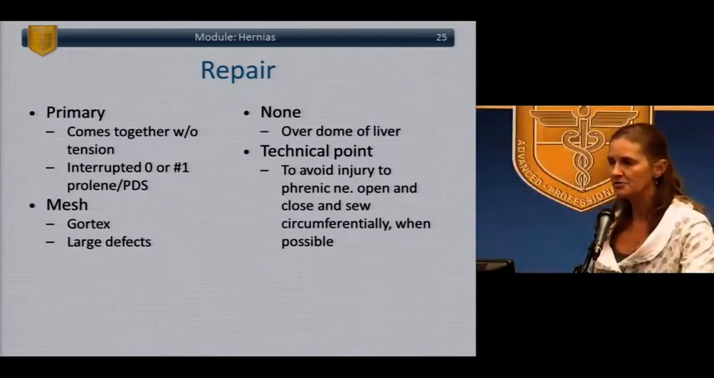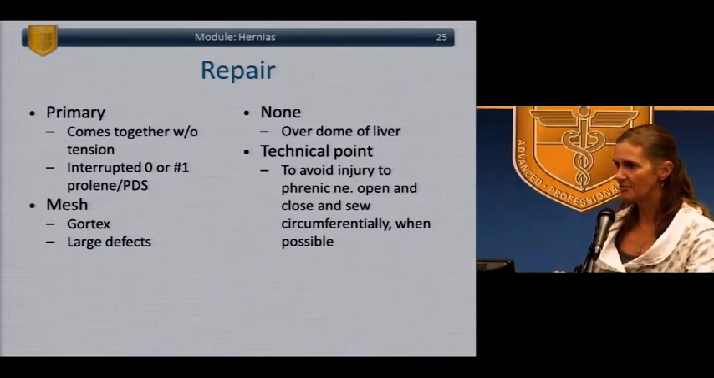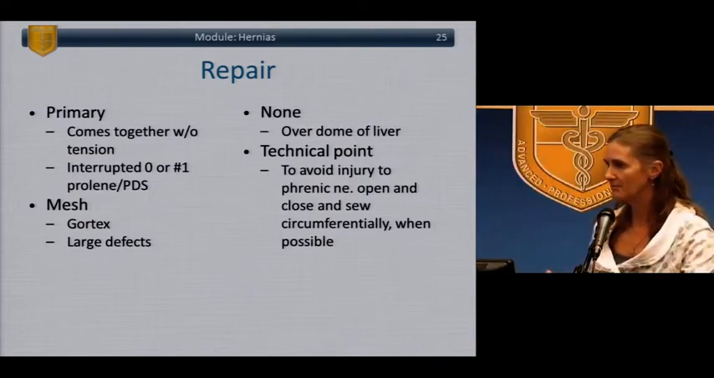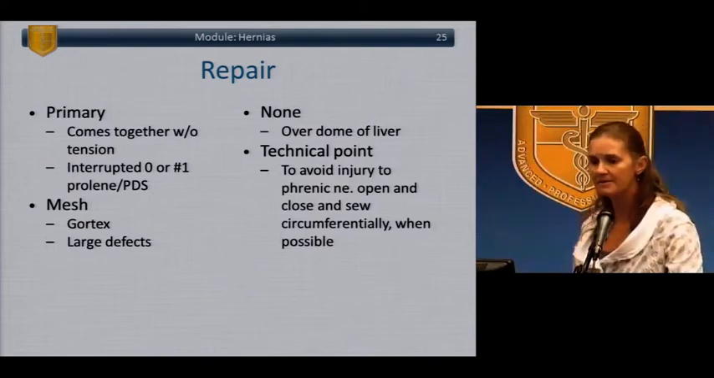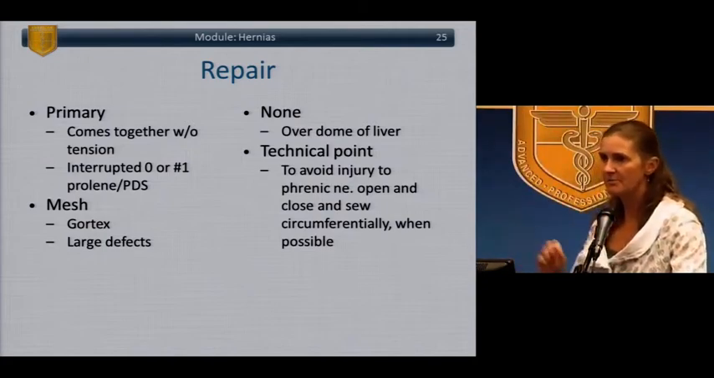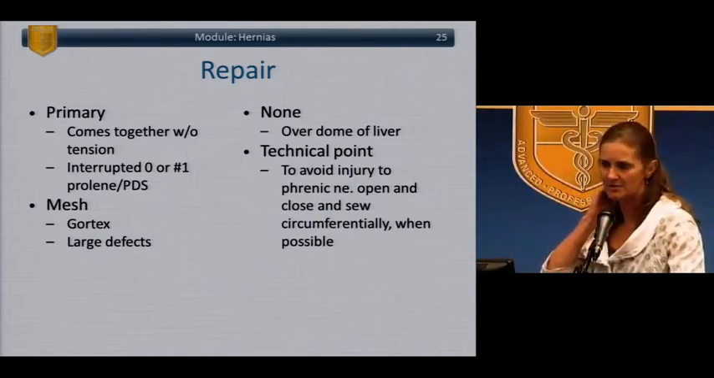If you have a larger defect, generally speaking, we say about 4 centimeters or greater, then you're probably not going to be able to repair that primarily. And you're going to need to interpose a piece of mesh in order to adequately close that diaphragm.